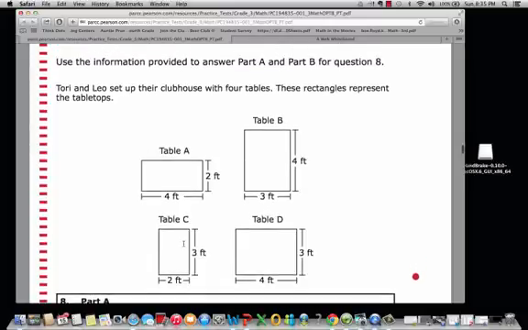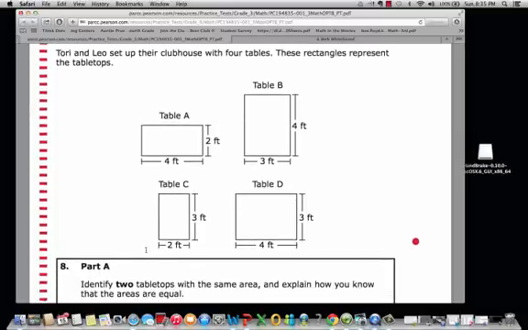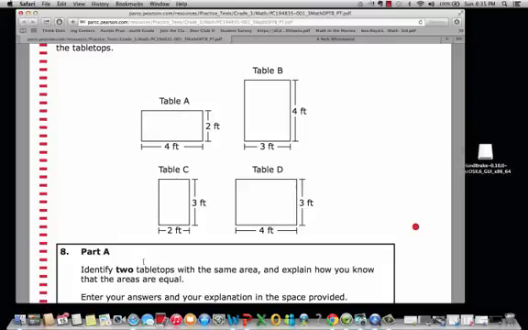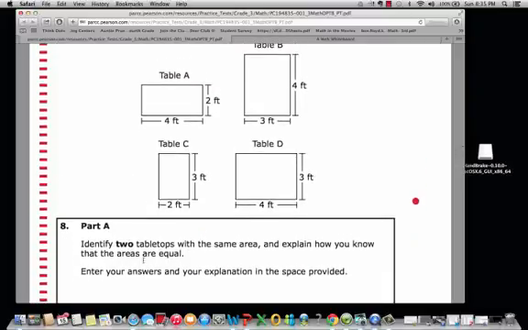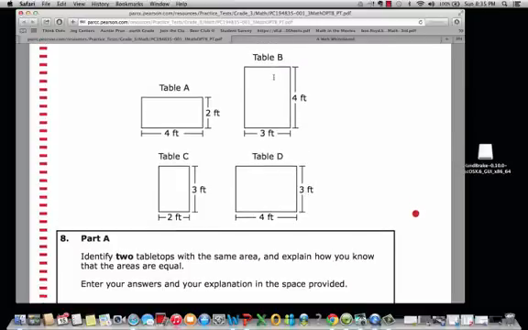I don't think anybody got this one wrong. They have 4 tables. You have to figure out which ones have the same area. The only possible issue here would have been if you found the perimeter instead of the area. When you do area, you do length times width. 4 times 2 is 8. 2 times 3 is 6. 3 times 4 is 12. And 4 times 3 is 12. So the ones that have the same area are the ones that equal 12 square feet.